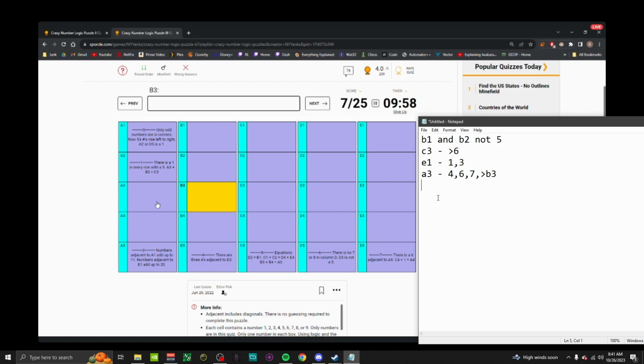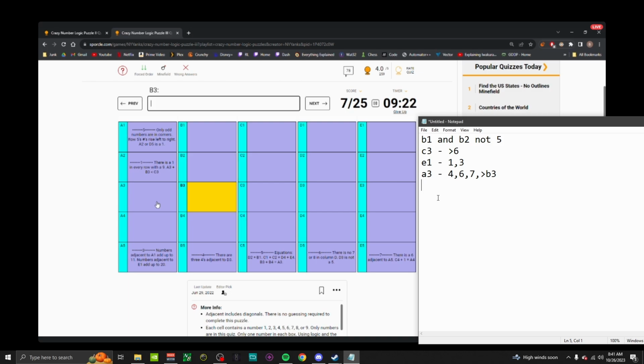Yes. So A4 can be a 2, I think. A4 is 1 greater than C4. Yes, A4 can be a 2. It can be a 2, 3, 4, I think it can be anything. It can't be a 6. A4 can't be a 6. Why?